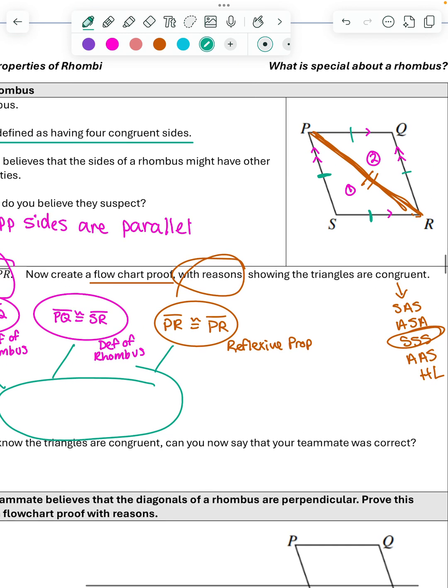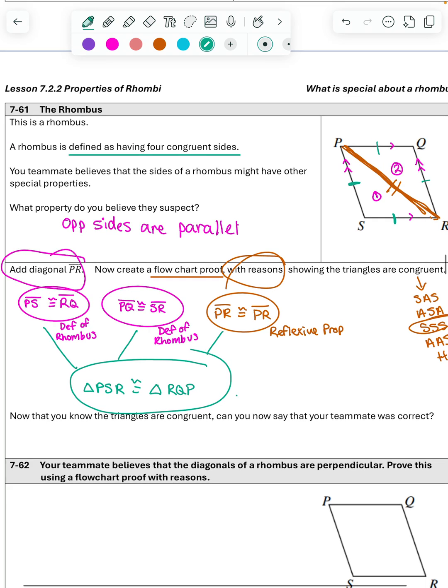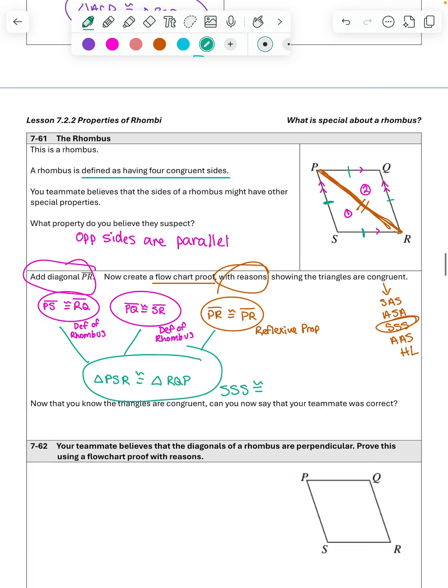So that is enough to say that triangle PSR is congruent to triangle, let me make sure I do this in the right order here, RQP. And this is because of side, side, side congruence. So the only thing that was different here that we're not used to is using some reasoning. Now we know the triangles are congruent. We've proved it. Can we say that our teammate was correct?